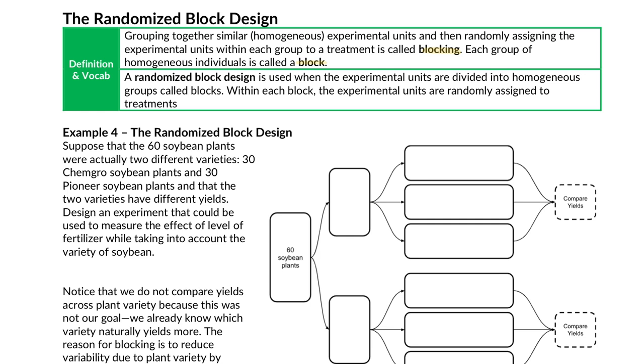A randomized block design then takes these blocks, these two groups, and basically does a simple randomized design on each group. Within each block, the experimental units are randomly assigned to the treatments, the same way we did before.